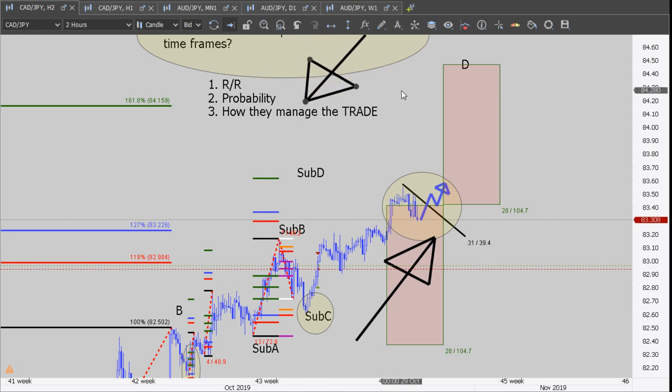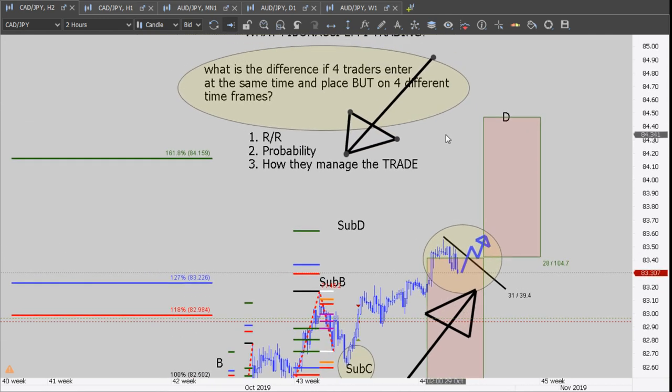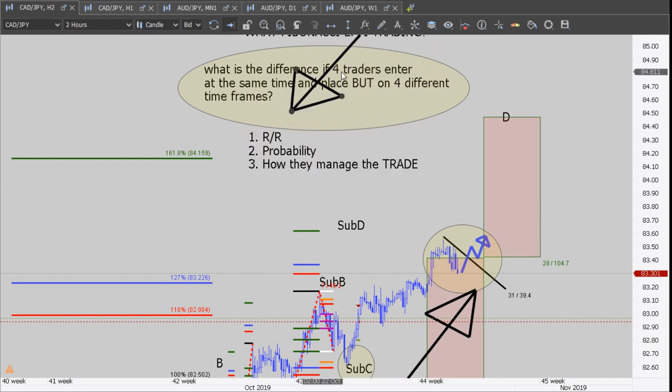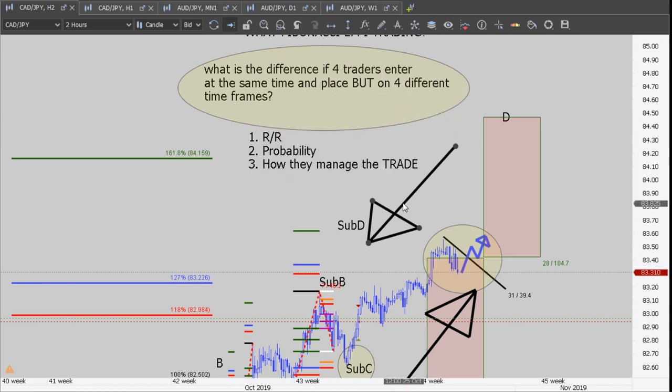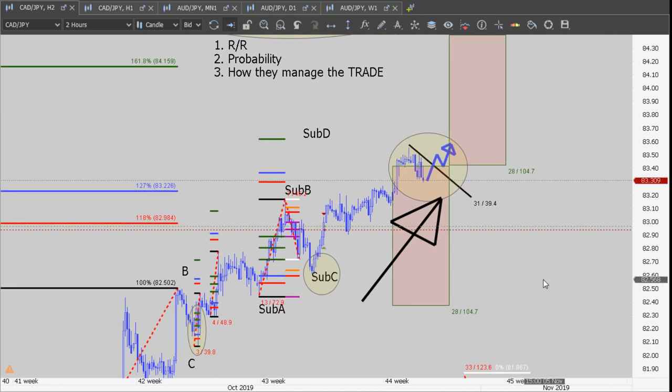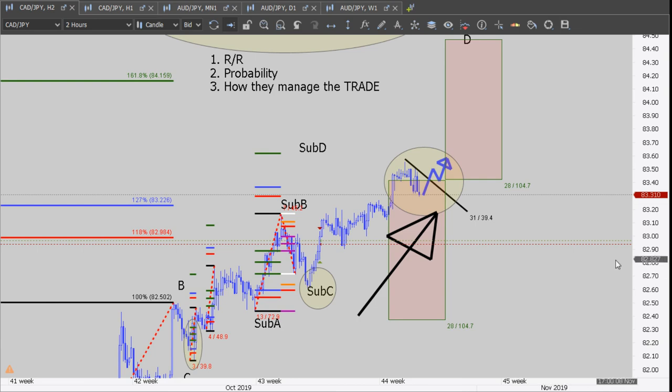What is the probability? Time to Shine says trade with high probability. Yes, sir. Yes, sir. What is better? There is no right or wrong in here, right? Of course, what is best? To have a good risk reward, a good probability, and a plan. How are you going to manage your trade? Right? So, just to give you an example, and then we are finished for today.